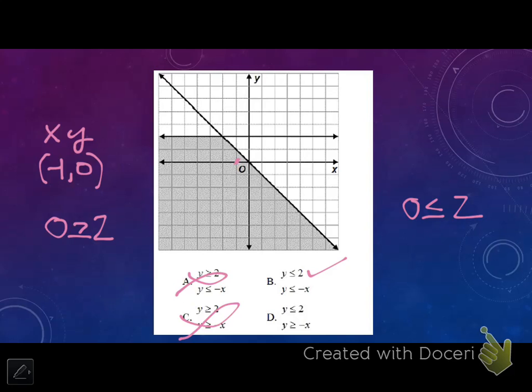Now I got to plug in the other one. So 0 is less than... If I put a negative in for a negative x, it makes it a positive. So that's going to be a positive 1. So my answer here is going to be B.